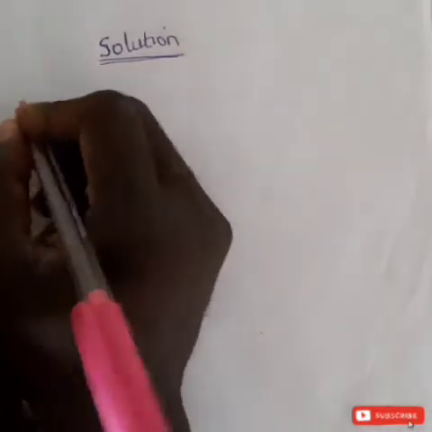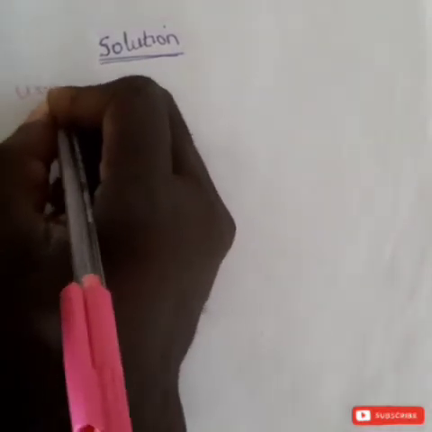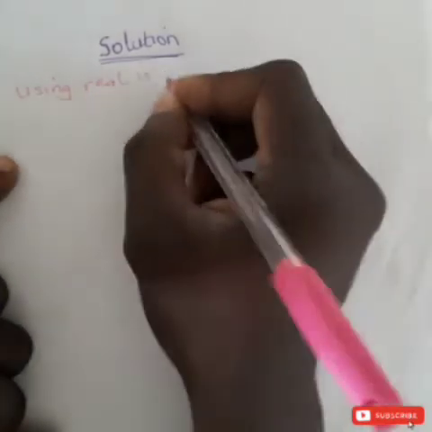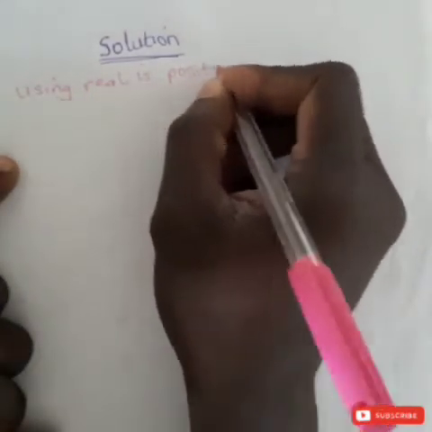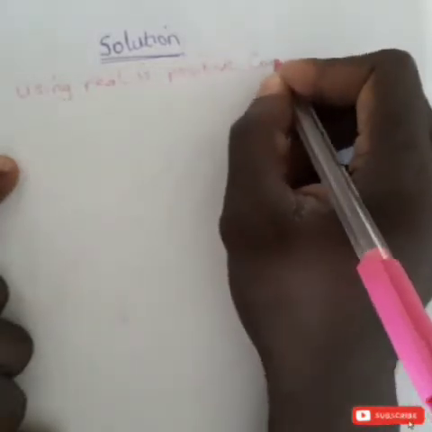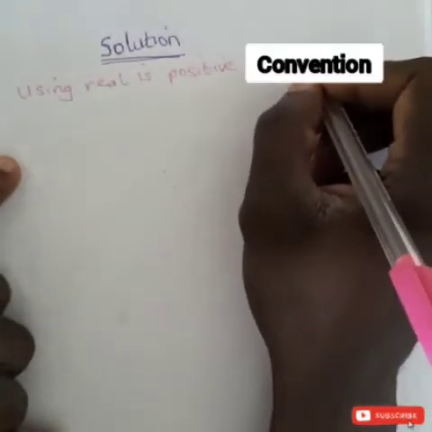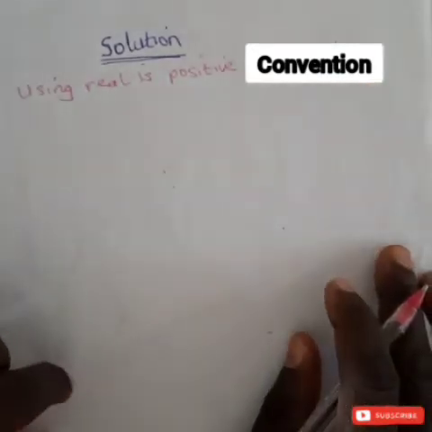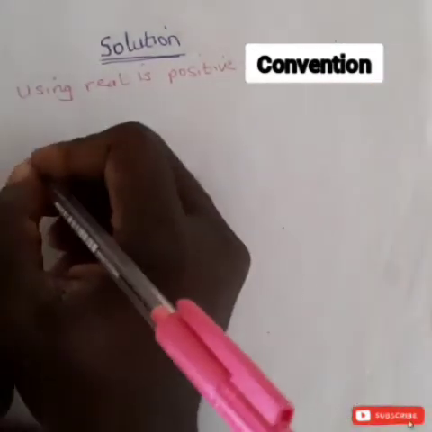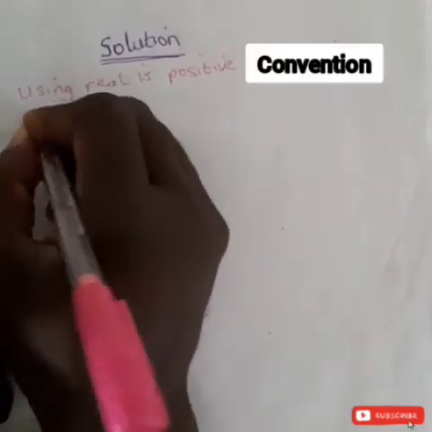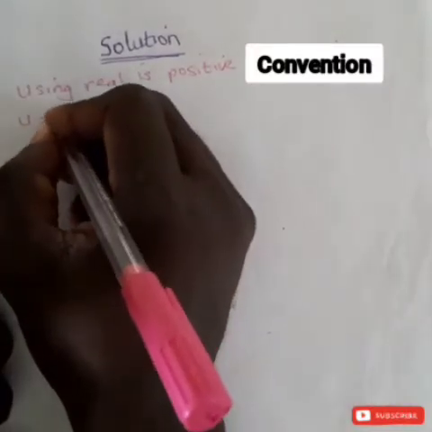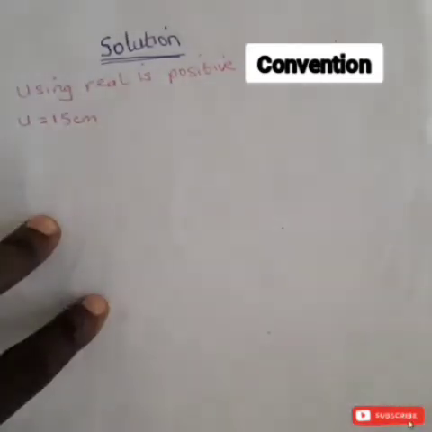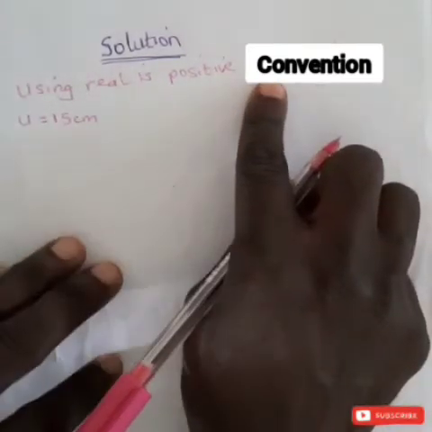So using real is positive convention, I'm going to have my u to be equal to 15 cm. The object is positive in front of the mirror because I'm using real is positive.